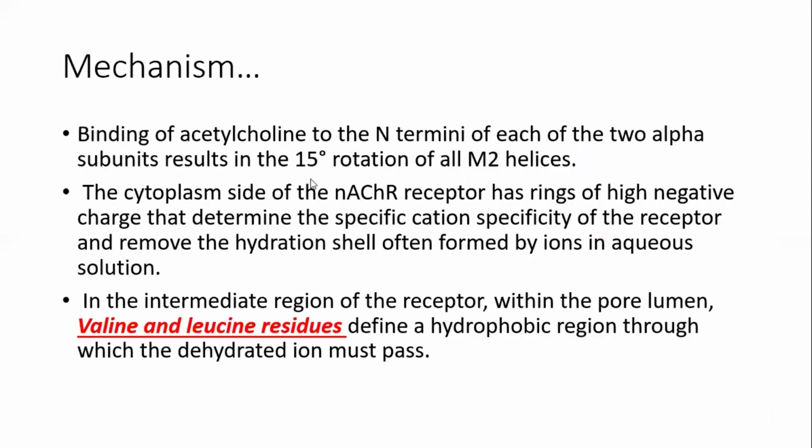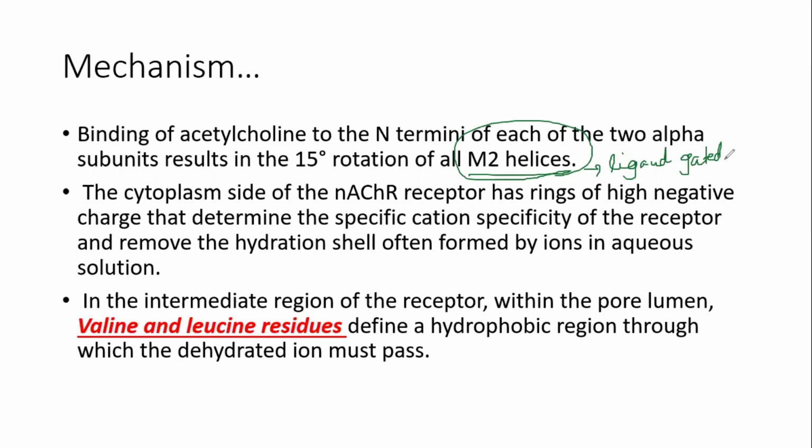Now the mechanism. What we have discussed is given here in more detail. Right now we are talking about the acetylcholine receptor. Here the mechanism: binding of acetylcholine to the N terminus of each of the two alpha subunits results in the 15-degree rotation of all the M2 helices. M2 helices of what? Your ligand gated channel, right? The acetylcholine gated channel. I'll show the figure in the next slide.